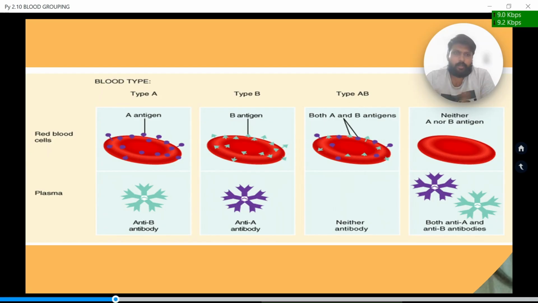So just a pictorial representation of how it looks. On the RBC, if you look at A antigen, you will be looking at surface antigens, and you have a corresponding antibody for it, but which will not be present here because then it will destroy. So you'll be having anti-B, which has a different structure. Similarly, B antigen, which is shown as a triangle or Christmas tree here, will have an anti-A antibody, so they do not match. So the antigen antibody reaction doesn't take place. In AB you have both, so you will not have any antibody. In O blood group you will not have any antigen, so you will have both the antibodies.